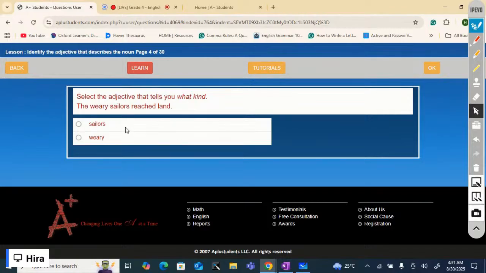Now, if you look at the sentence, the weary sailors, sailors is the noun, and one word is used to tell about this noun. What kind of sailors? Weary sailors. So, weary is the adjective which tells you what kind.